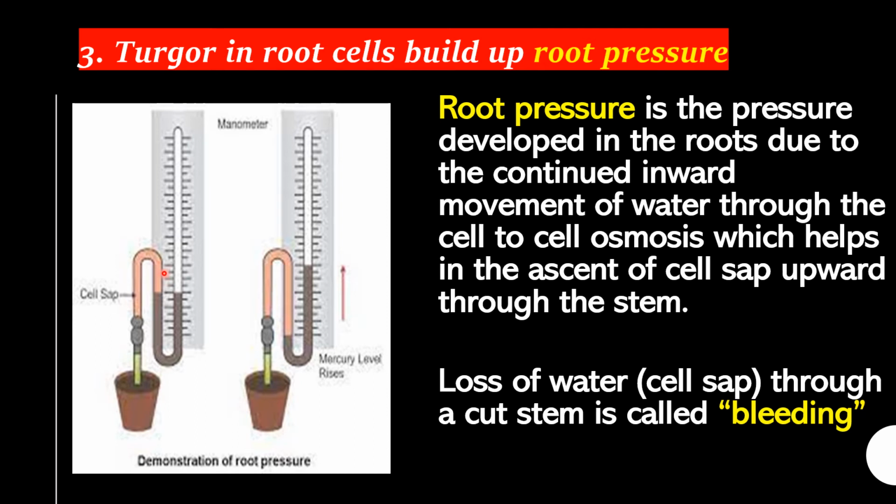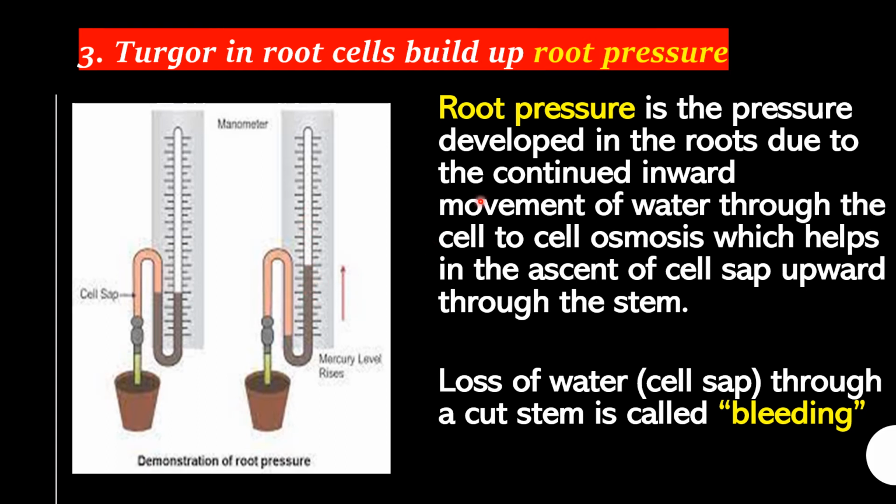This rising water can raise the mercury filled in a connected manometer. Here we can fix a manometer also. Then this rising water or cell sap can raise the mercury filled in the manometer. What is the reason for that? Yes, this upward flow of water is due to pressure from the roots, which is called root pressure. This can raise the mercury.